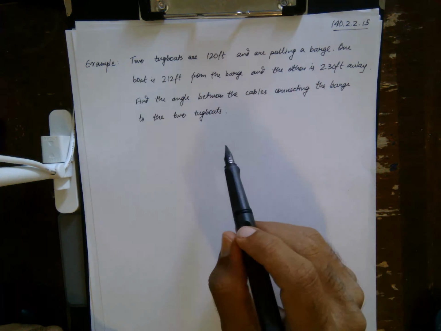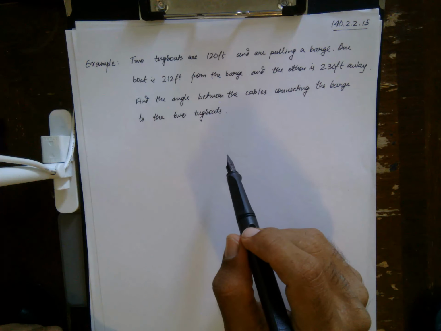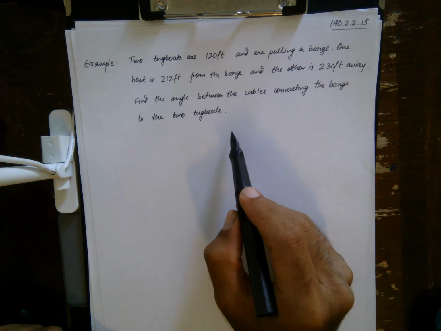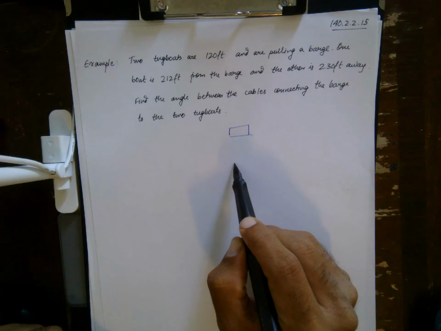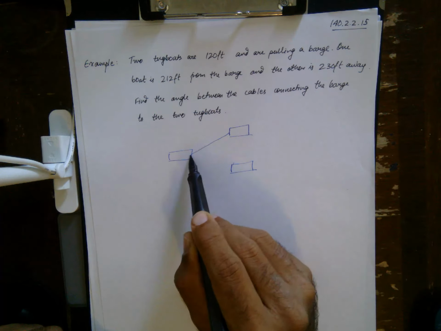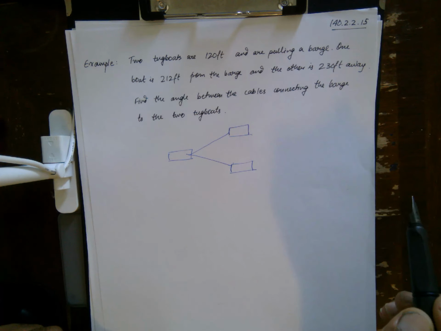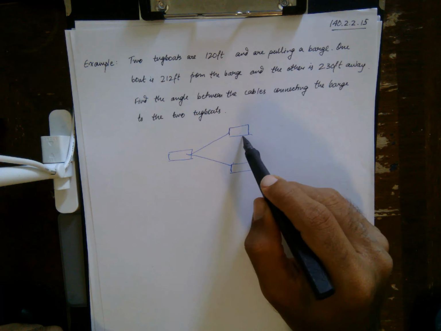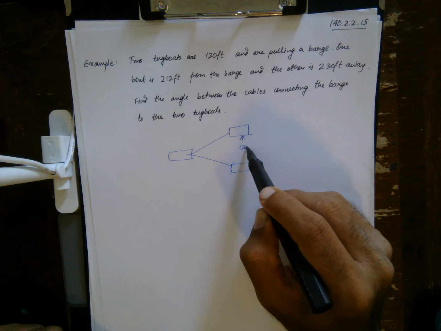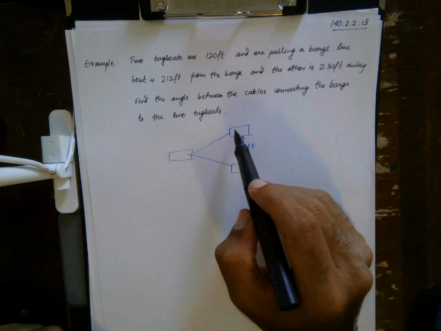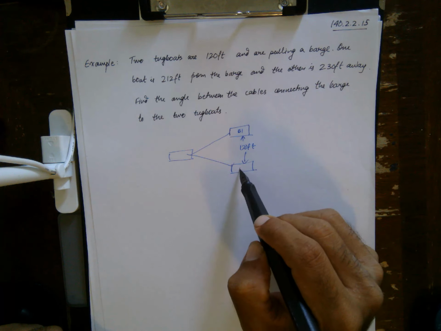So first, let's imagine the situation. There are two tugboats and they are pulling one object. So something is behind them and it's being pulled. And these tugboats are 120 feet apart. Let's call this boat 1, boat 2.